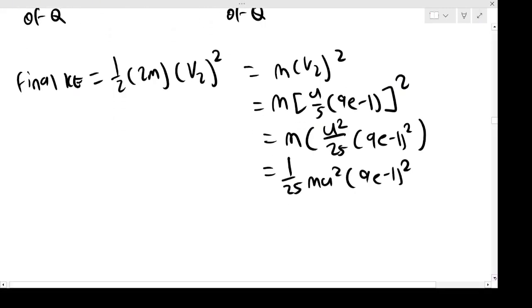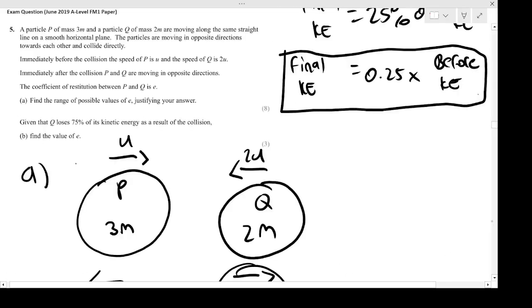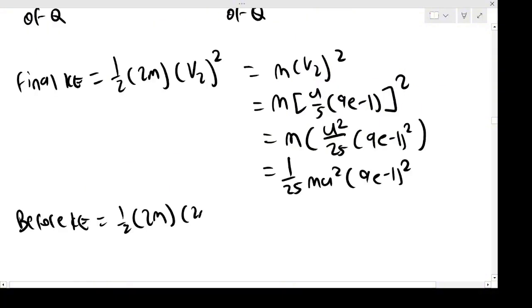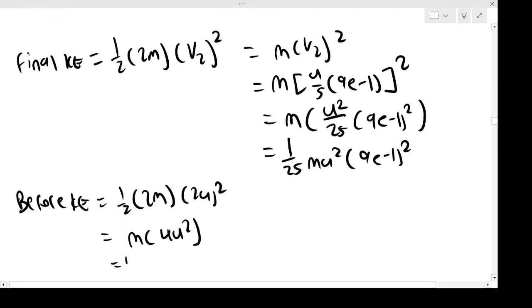Then we can calculate the before energy. So that's going to be half times the mass of 2m, and the initial speed was 2u, okay? So it's going to be 2u squared. And we can simplify that quite nicely, so that's going to be m lots of 4u squared. So that's going to be 4mu squared, and there we are.